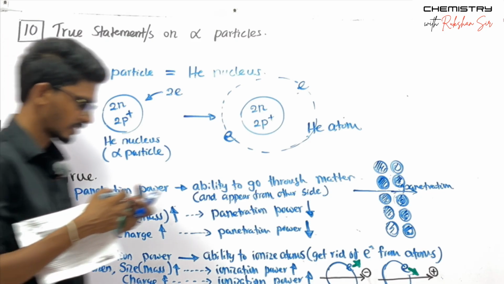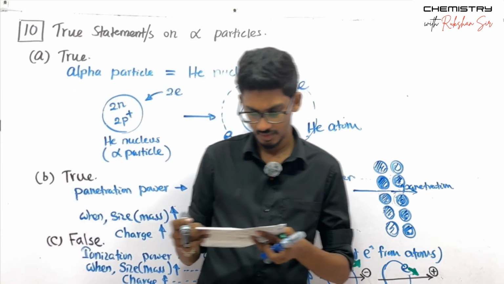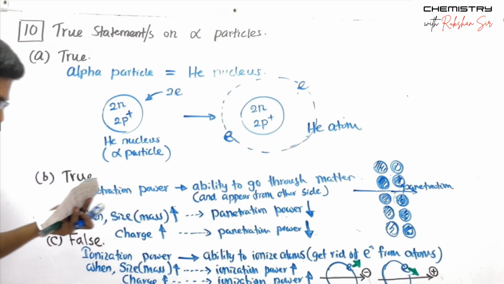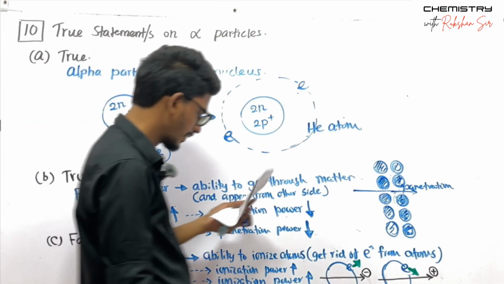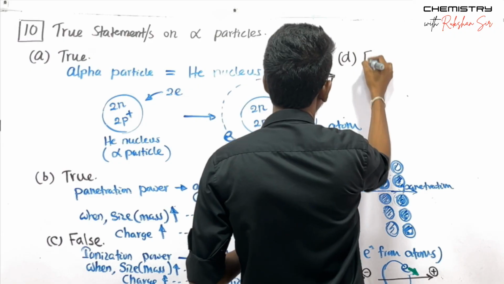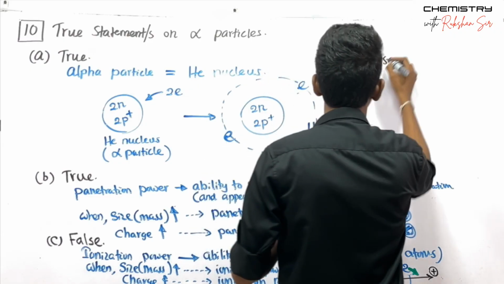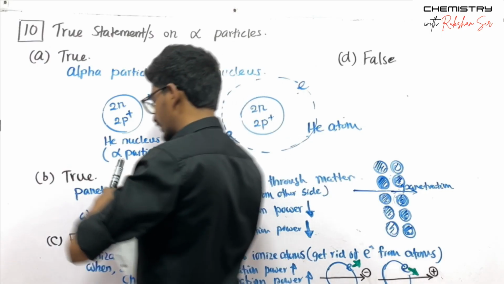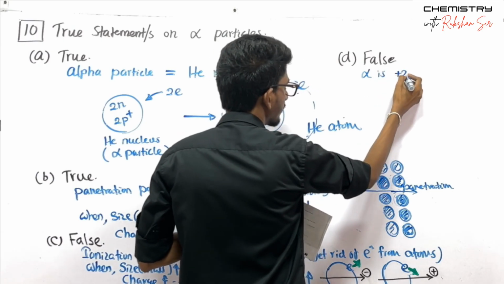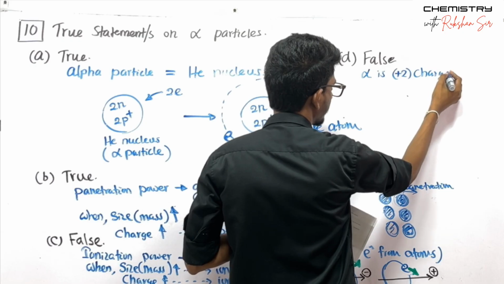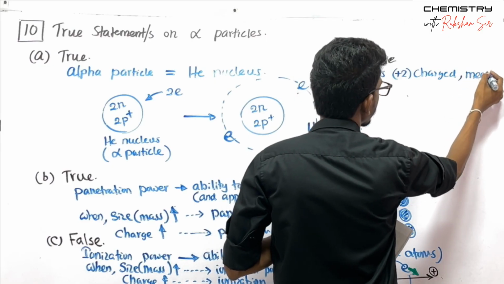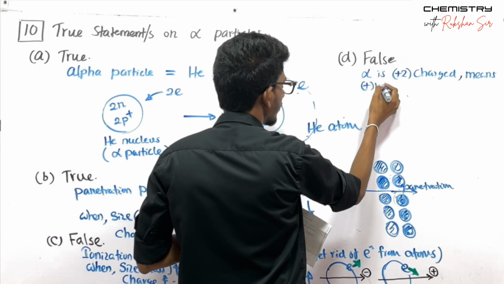Okay, final statement: alpha particles move towards the north pole in a magnetic field. That is false. Alpha particle is a positively charged particle. Alpha is +2 charged. It means it is a positively charged particle.